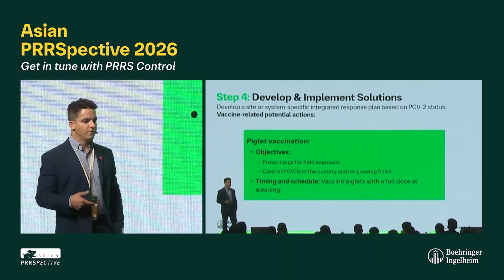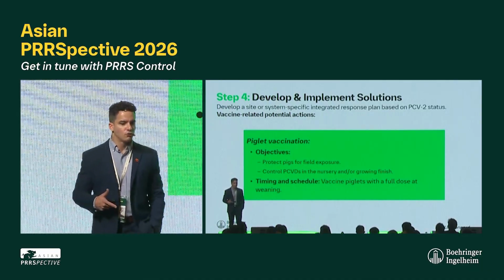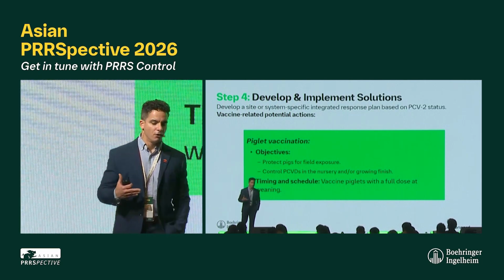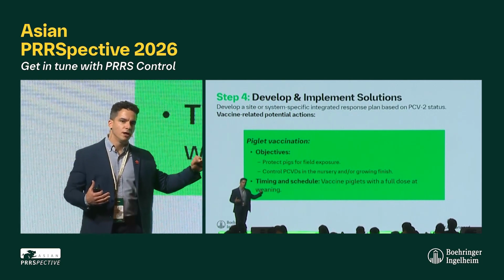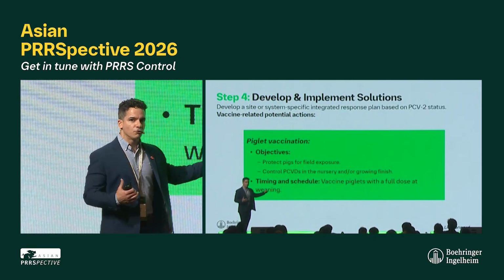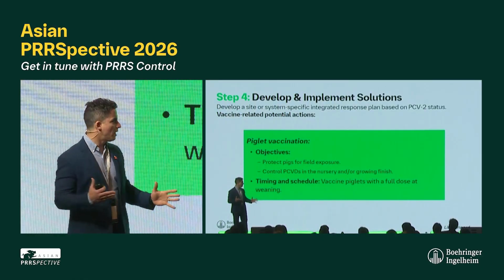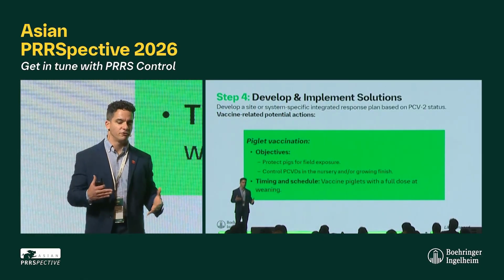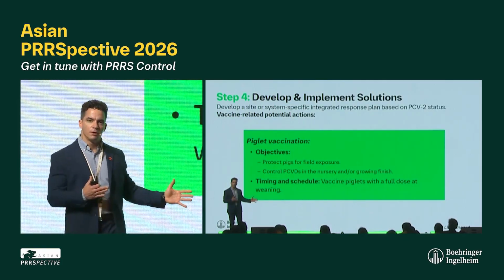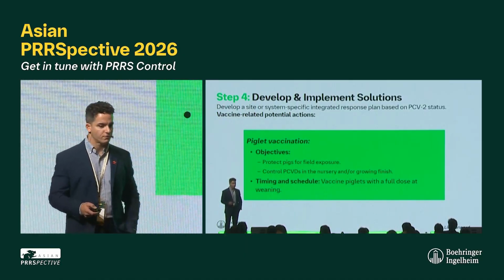For the piglets, the objective here is to protect piglets from field exposure and also to control any of the PCVDs that would be present in nursery and grow-finish. So for the breeding herd, it's all about controlling the health of that sow farm, but also providing protection for those piglets early in life, not allowing disease to manifest early in life. With piglet vaccination, we're looking for protection of those piglets throughout the rest of their lives.